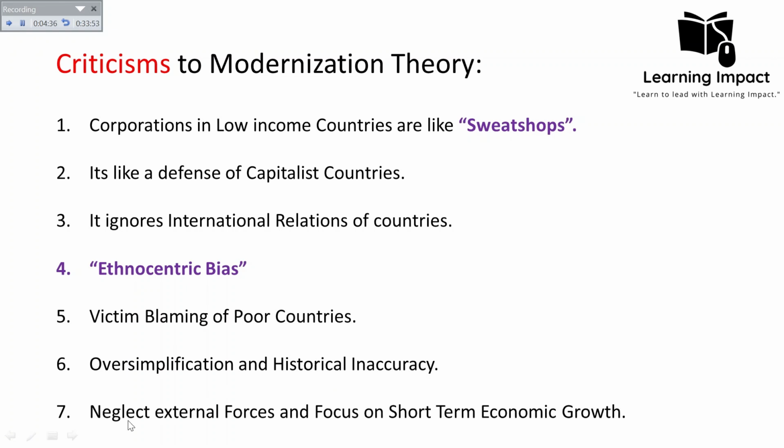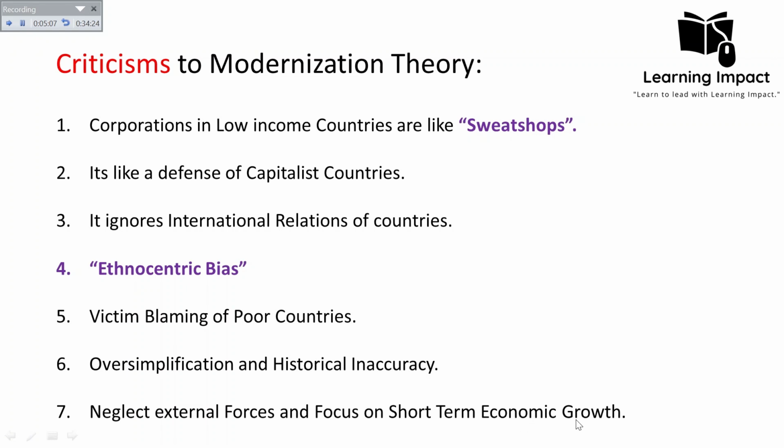Modernization has also been criticized for neglecting external forces and focusing only on short-term economic growth. External forces include international trade and global economic policies. For example, if a poor nation is running a project that is based on sustainable development, modernization theorists do not give importance to such projects. That's why it has been criticized. So this is what modernization theory means and how it was criticized.